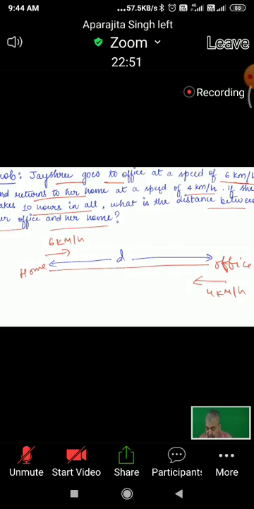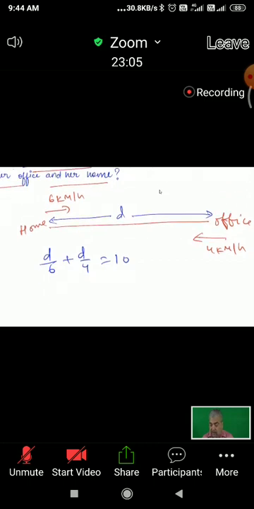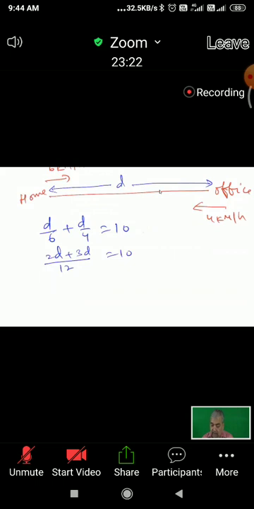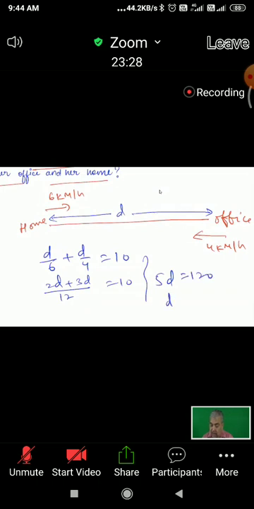So for the to and fro journey, time taken is 10 hours. For going to office, time taken will be d by 6, and for returning, the time taken will be d by 4, equal to 10 hours. Just solve this. LCM of 6 and 4 is 12. So 12 by 6 is 2, 2d, and 12 by 4 is 3, 3d, equal to 10 into 12, means 5d equal to 120. So d equals 120 by 5, that is 24 kilometers. So the distance between her home and office is 24 kilometers.